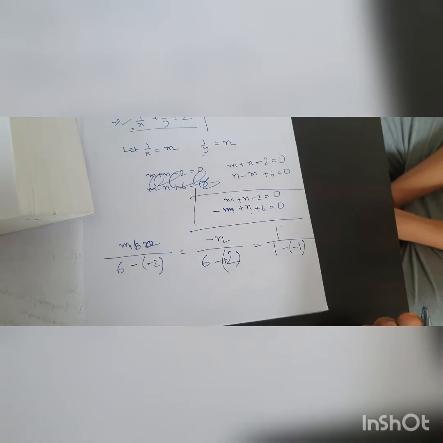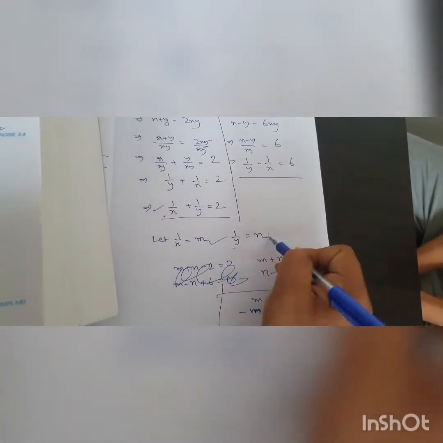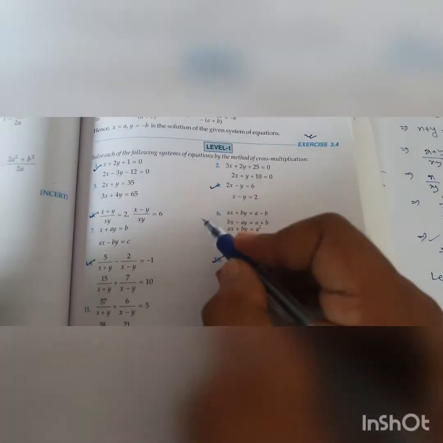So now you can easily find out from here. If you find out m and n, then you can easily put the values here and find out x and y. So that is as easy as that. So I hope that when you do this kind of sums, there shouldn't be any problem. Oh, do number 6 also please.